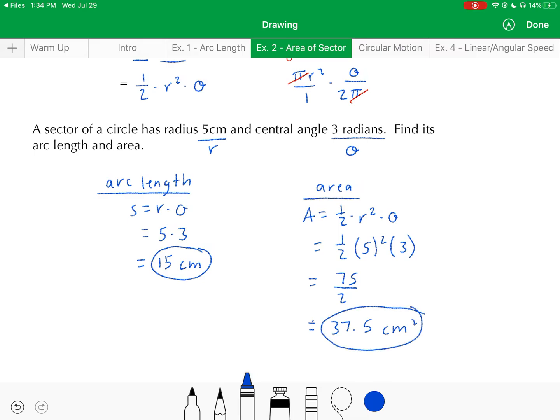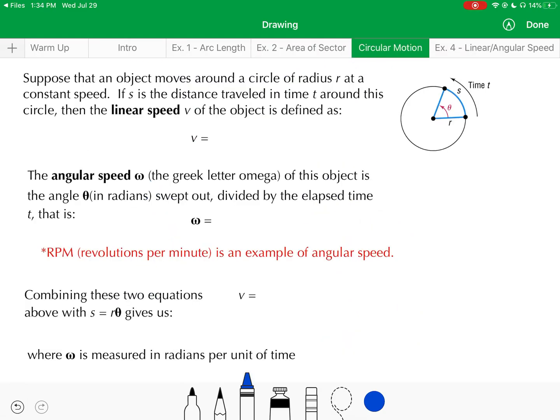Okay. Now let's transition to the concept of circular motion. Suppose an object moves around a circle of radius r at a constant speed. That object is said to be in circular motion. As the object moves around the circle, it has a distance that it travels. That distance can be thought of as an arc length, s.